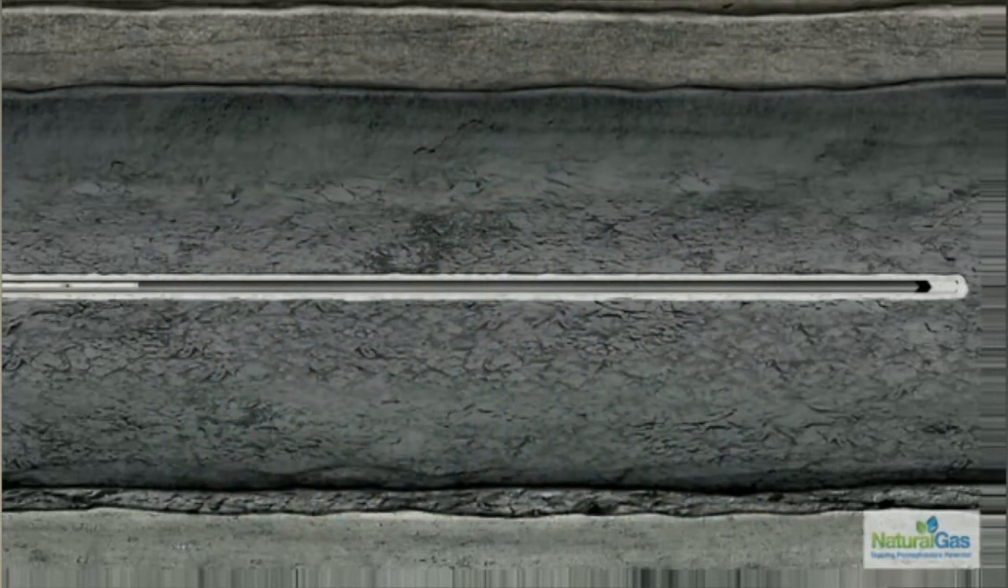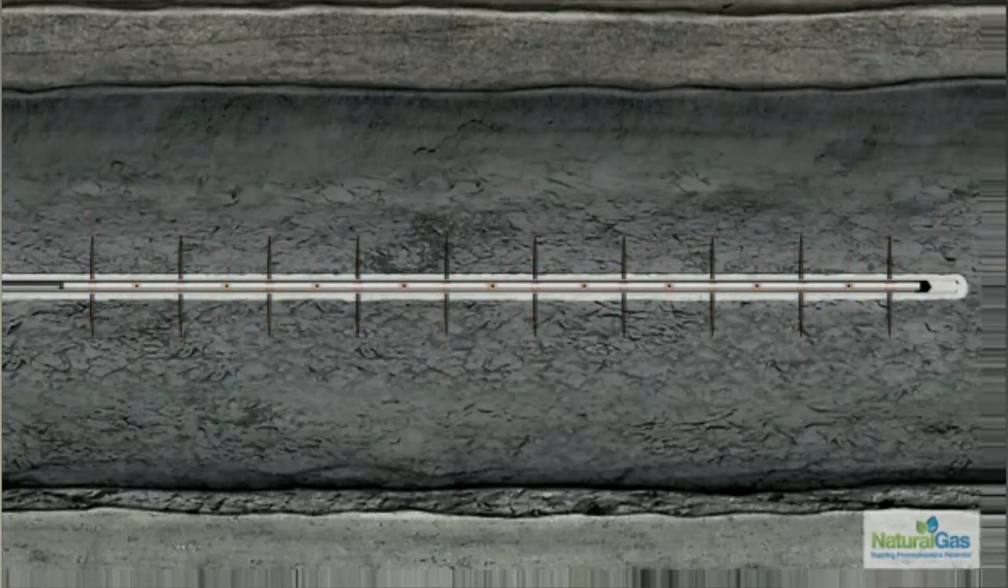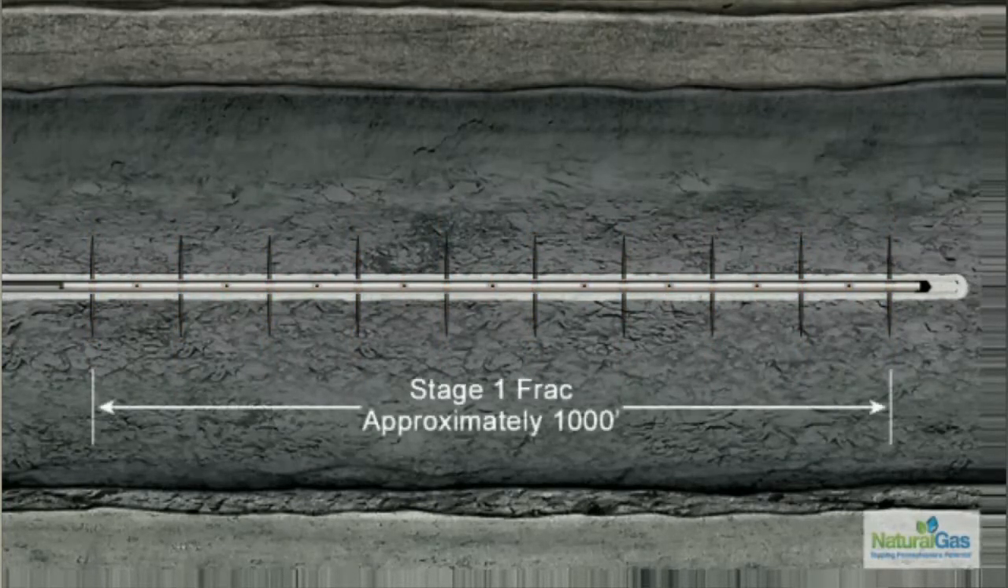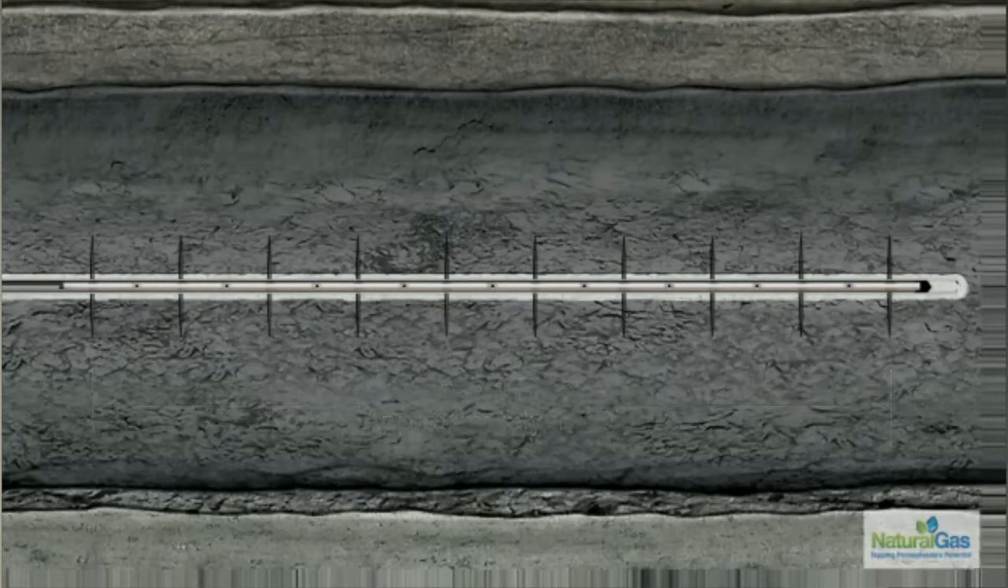A perforating gun is lowered by wire line into the casing to the targeted section of the horizontal leg. An electrical current is sent down the wire line to the perf gun and sets off a charge that shoots small holes through the casing and cement, and out a short distance into the shale formation.